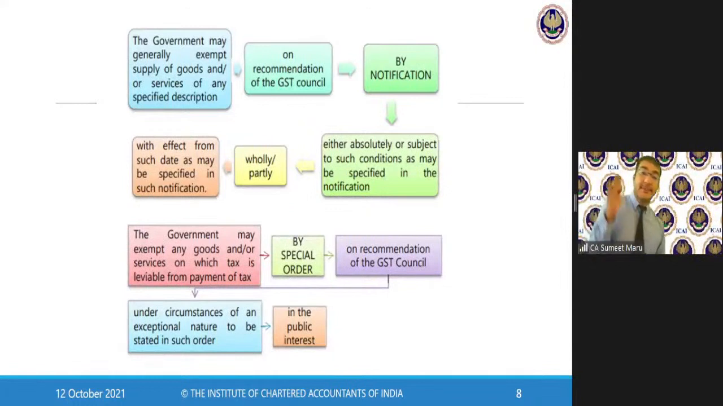The next way is the special order, which we already learned, again on the recommendation of the GST Council in the public interest, but in exceptional circumstances. Okay, so these are the two ways of exemption which government can give. So this is all the background study which we have just seen, so that you come into the main picture.